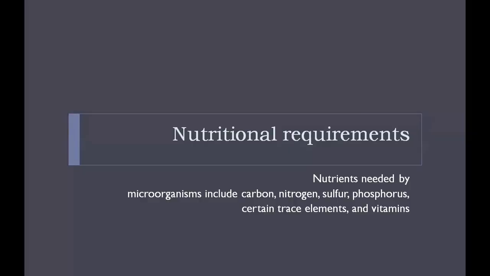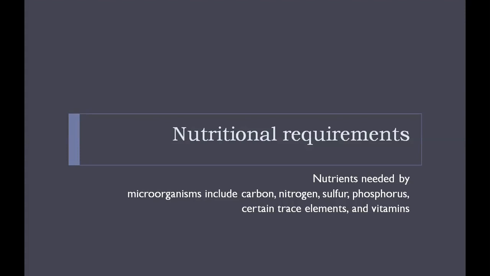After this, let's continue with the nutritional requirements or nutrients required by the bacteria for growth. So there are two types of nutrients which are required by bacteria. These are categorized as macronutrients and micronutrients. Macronutrients are required in large quantity, and micronutrients are required in trace amounts or very small quantities. There are four macronutrients: carbon, nitrogen, sulfur, and phosphorus.